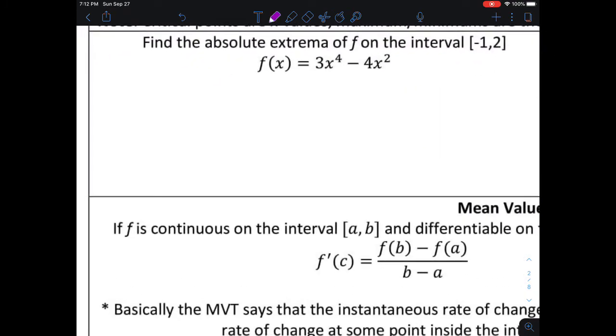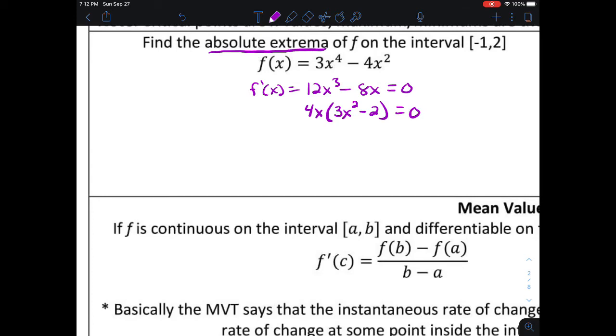So, looking at this first function, I want to find the absolute extrema, the biggest y value and smallest y value of the function on that closed interval from -1 to 2. We'll start by finding the derivative. The derivative of f is going to be 12x to the third power minus 8x. Now, to find our critical numbers, we see what x values would make that nonexistent. Well, our derivative is continuous for all real numbers, so we're going to figure out what makes it equal to 0. What I would do from here is take out the GCF, a 4x, and we're going to end up with 3x squared minus 2 equal to 0. Then we work to solve from here.